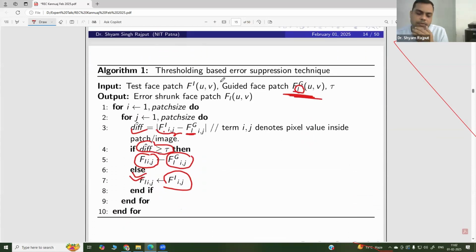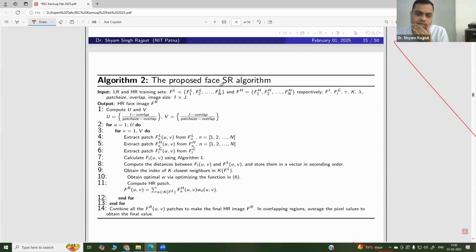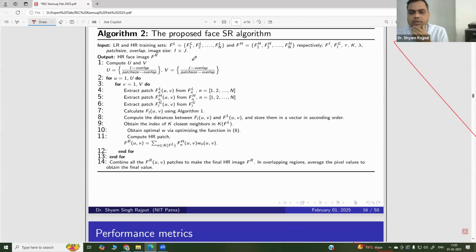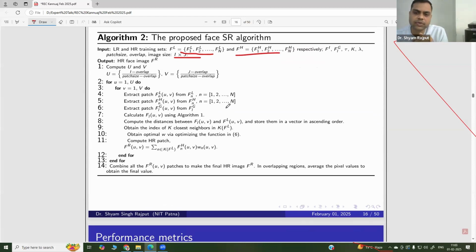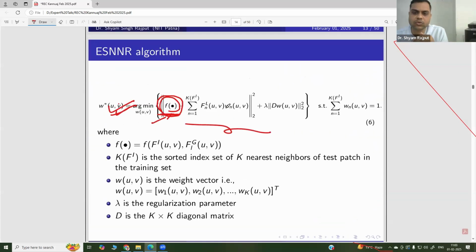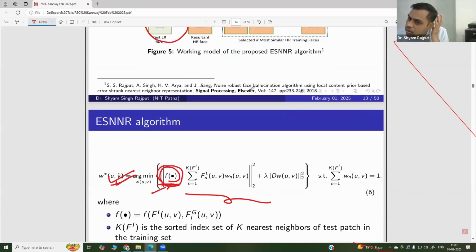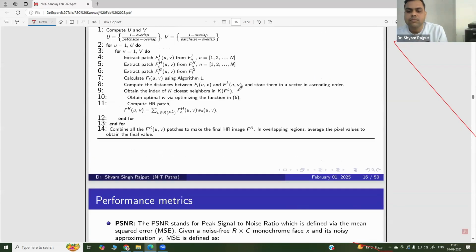Now the drawback of this problem is that, let's first see, this is the pseudocode of the complete algorithm. We have training and test images, and these are some tunable parameters that we have to fix experimentally, like the image size, the overlap, and the patch size. This is the pseudocode of the algorithm which we have discussed through the diagram.